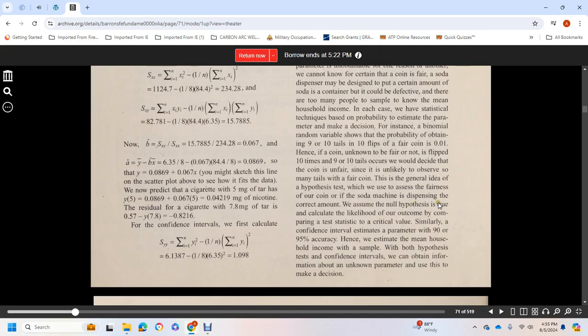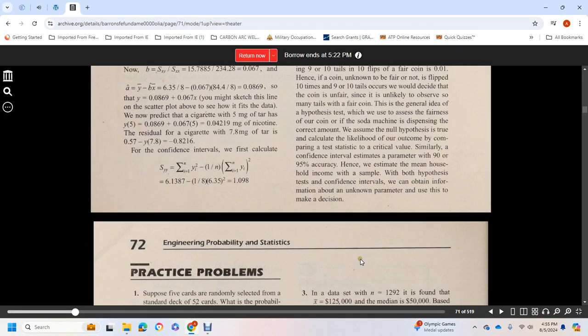We assume that the null hypothesis is true and calculate the likelihood of our outcome, comparing the test statistic to critical values. Similarly, a confidence interval estimates parameters with 90 to 95% accuracy. Hence, we estimate the mean household income with a sample, using both hypothesis tests and confidence intervals. We can obtain information on an unknown parameter and use this in making the decision.